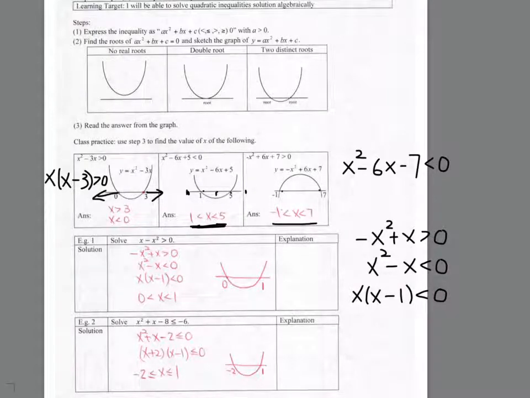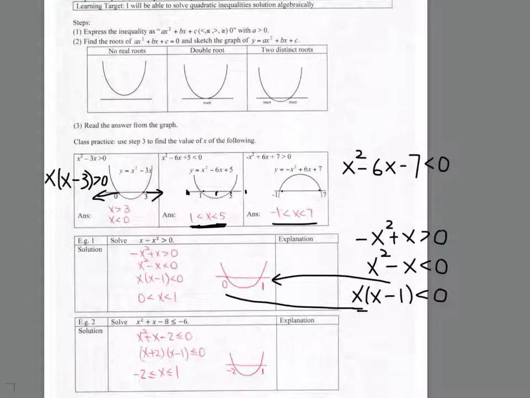So what are the x-intercepts? Obviously this one is going to be 0 and this one is going to be positive 1. So what's going to be our solution? Since it's less than, it's going to be in between 0 and 1. So x is less than 1 and greater than 0.